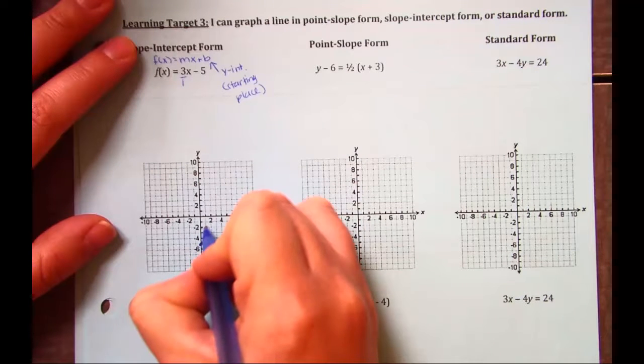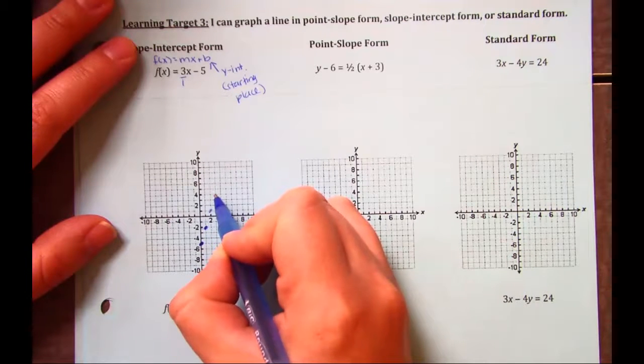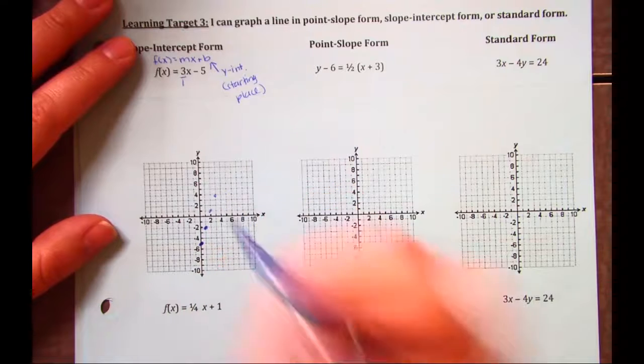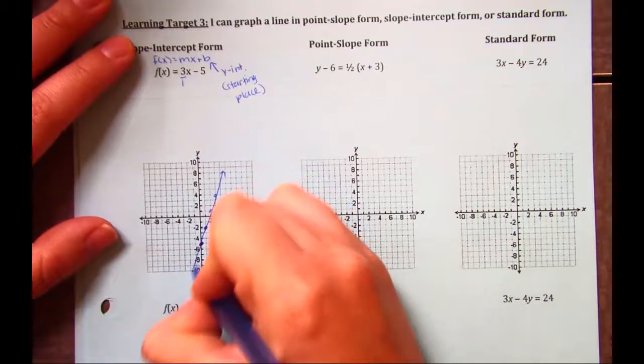I'm going to make a new dot. I could keep going up 3 over 1, make a new dot, up 3 over 1, make a new dot. I could keep doing that as much as I want. Technically, though, I only need 2 dots to make my line.